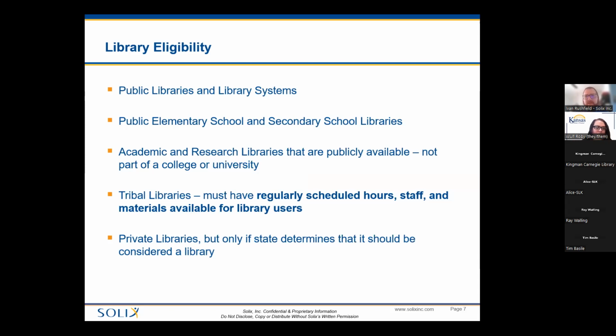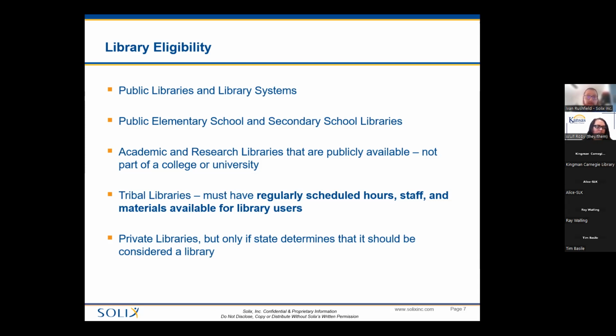Same with academic and research libraries. They're okay if they're publicly available. If they are part of a university or part of a college, they are not eligible for E-rate. And even on the school side, colleges and universities cannot request E-rate grants. It's all for K through 12. In some states, pre-K through 12.